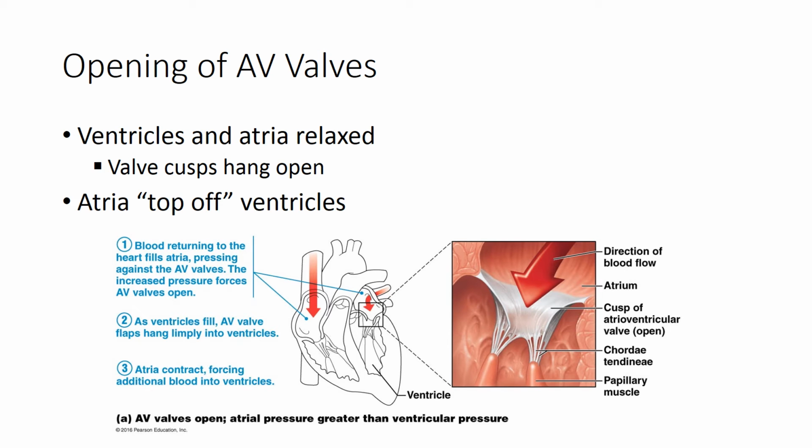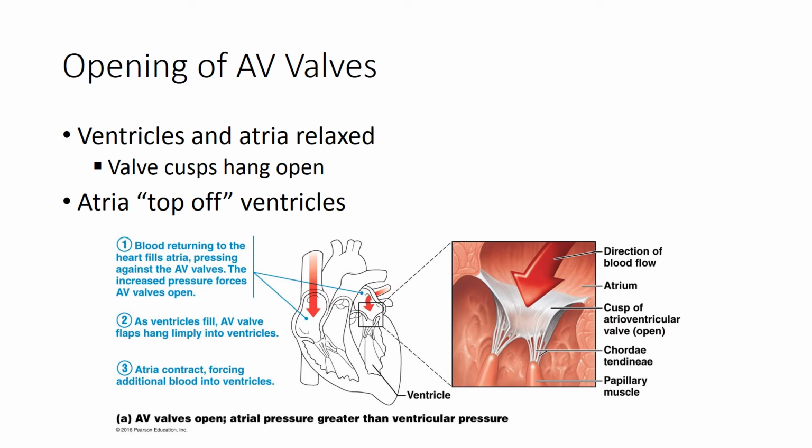All right, so let's look at some of the specifics of the opening and closing of these valves. And the main driver of the position of these valves is pressure. They are structured in a way so that pressure from one side of the valves causes the flaps to move into the opening and block it, and pressure from the other side of the flaps will cause them to move out of the way and allow the passage of blood.